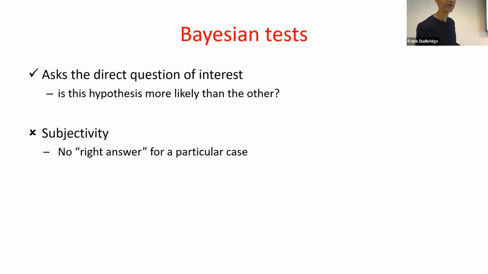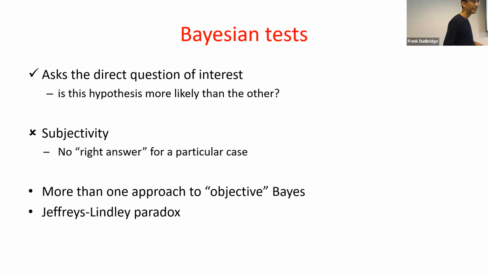Right, and there are various flavors of so-called objective Bayes, different attempts by people to come up with standard prior distributions that you could use in Bayesian analyses, so that you have a baseline result. But there's more than one approach to doing that. You get effects like the so-called Jeffreys-Lindley paradox, which I'll give an illustration of a bit later on. So this is not a panacea either.